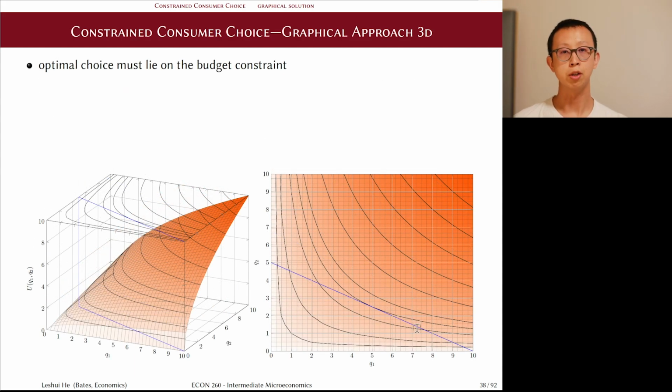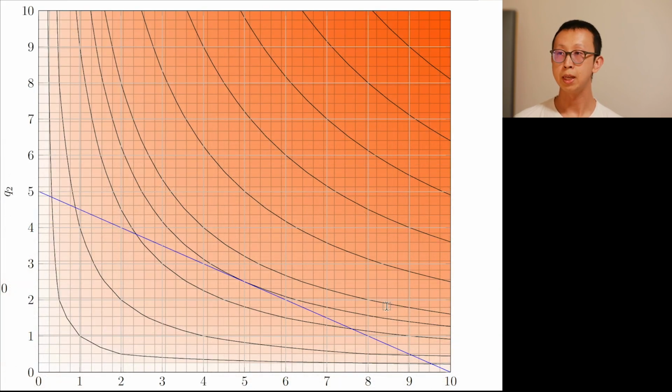First, I would like to argue that the optimal bundle must be on the budget constraint itself rather than within the opportunity set. Why is that? Well, let me zoom in and focus on our 2-dimensional budget constraint and indifference curves. Let's pick an arbitrary consumption bundle within the opportunity set. Well, let's say this one. Can the consumer do better than this?